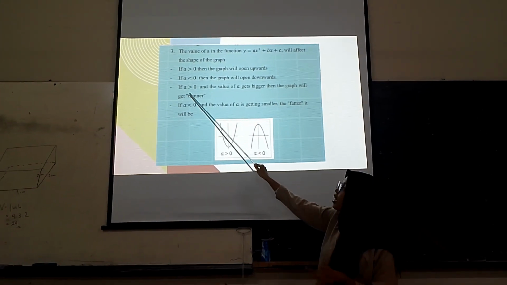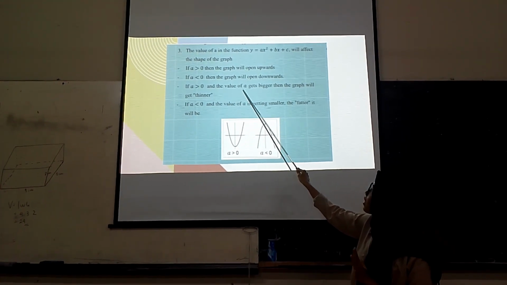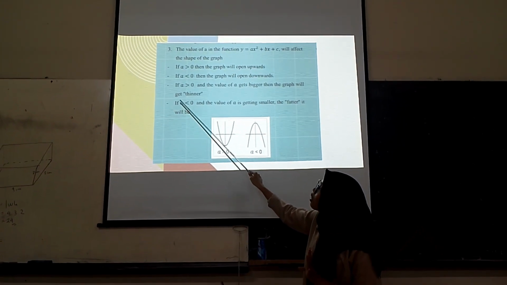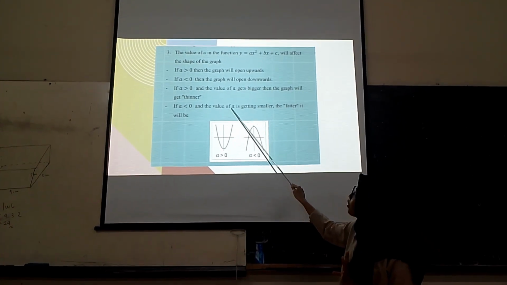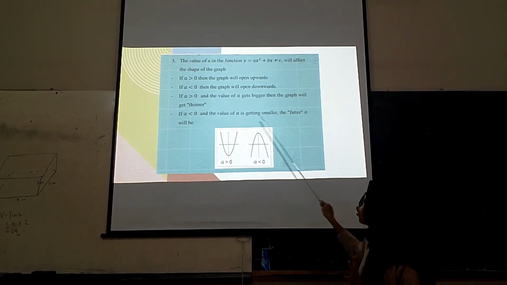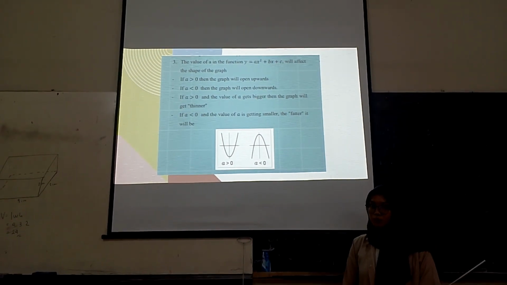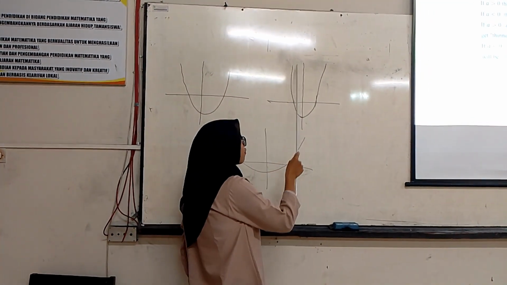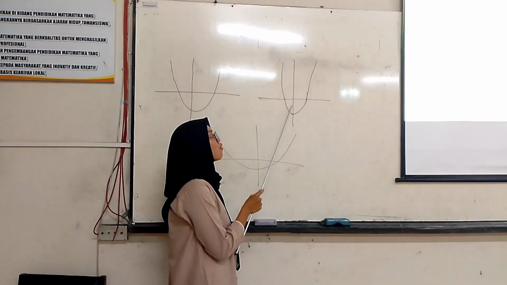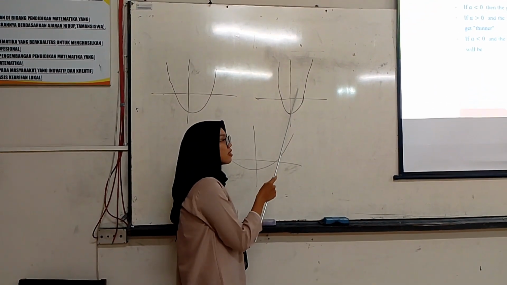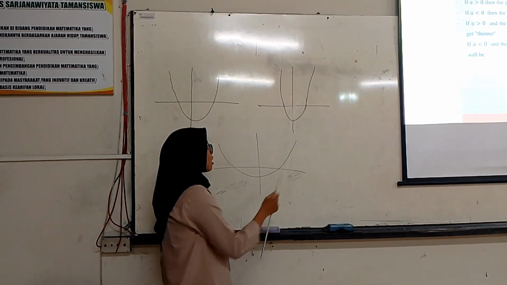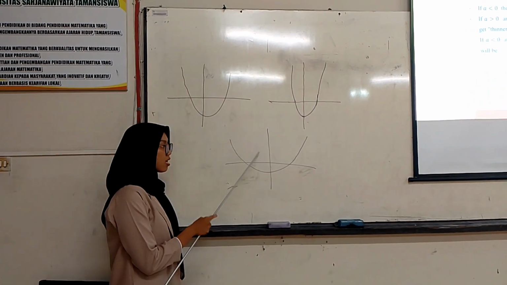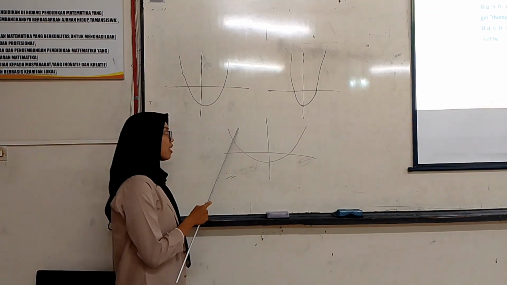And number 3, if a is more than 0 and the value of a is bigger, then the graph will get thinner. And number 4, if a is less than 0 and the value of a is getting smaller, the flatter it will be. If I have a function graph like this, it means the value of a is getting bigger, so the graph is getting thinner. If I have a graph like this, it means the value of a is getting smaller and then the graph is getting flatter.